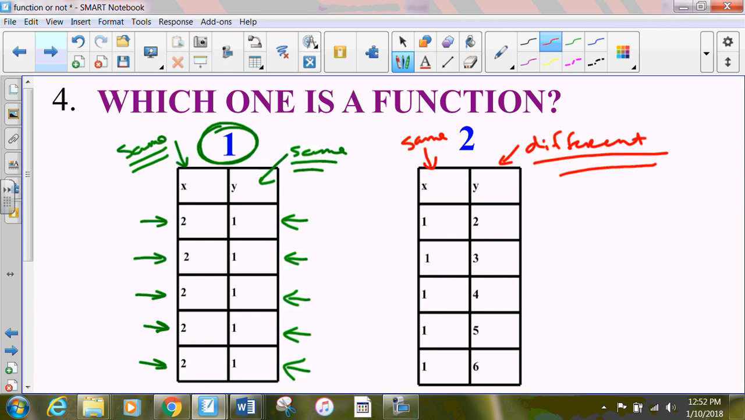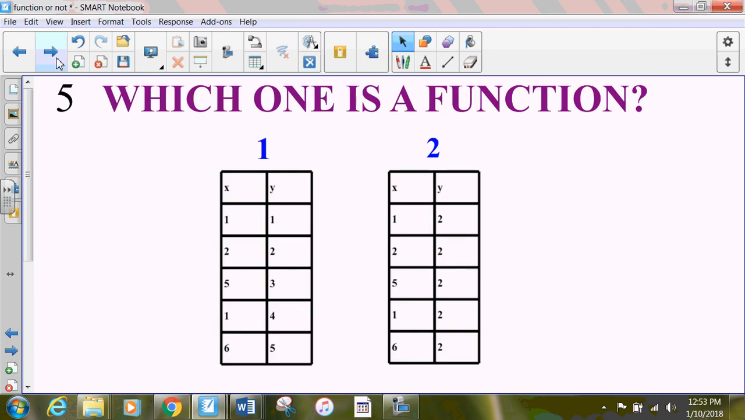Think about a vending machine. If I push a 1 and out comes a 2, that means every time I push a 1, a 2 better come out. But no, it's random. I push a 1 and out comes a 3. I push a 1, out comes a 4. This table is not functioning. It is not a function.